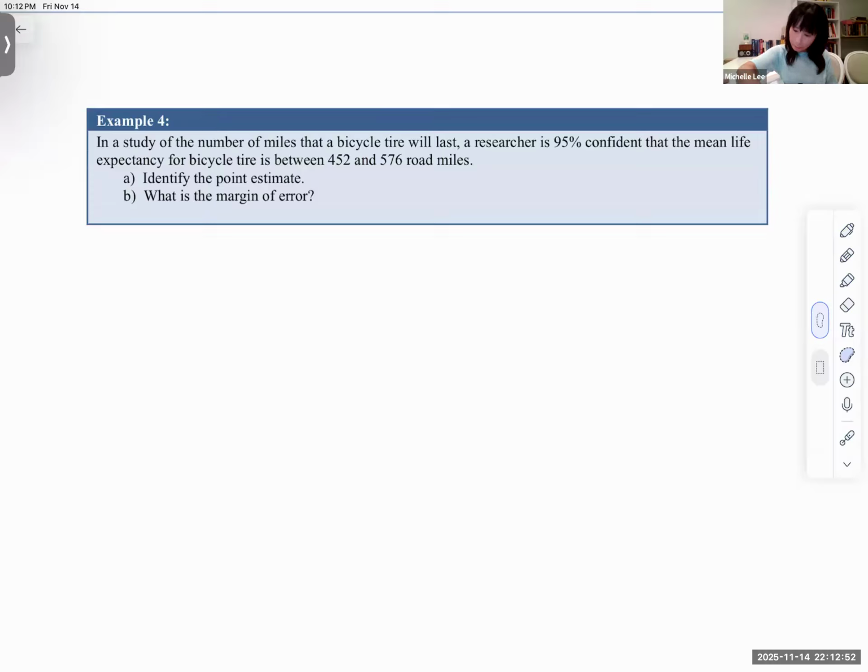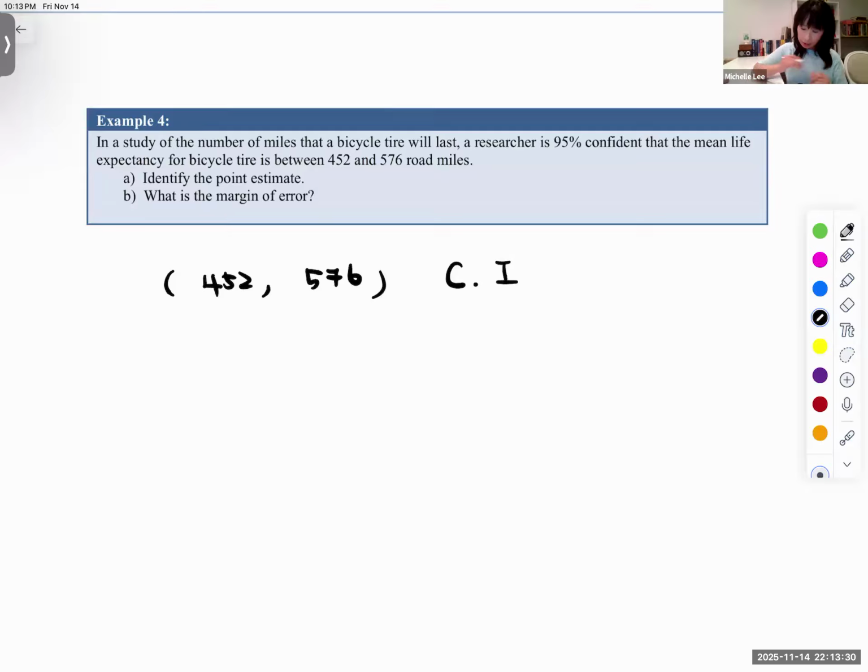Okay, so it's a mean life, right? This one does not give us the point estimate directly, but we have to find it by using this information. So we have 452 and 576, right? That's a confidence interval. So let's denote the confidence interval.